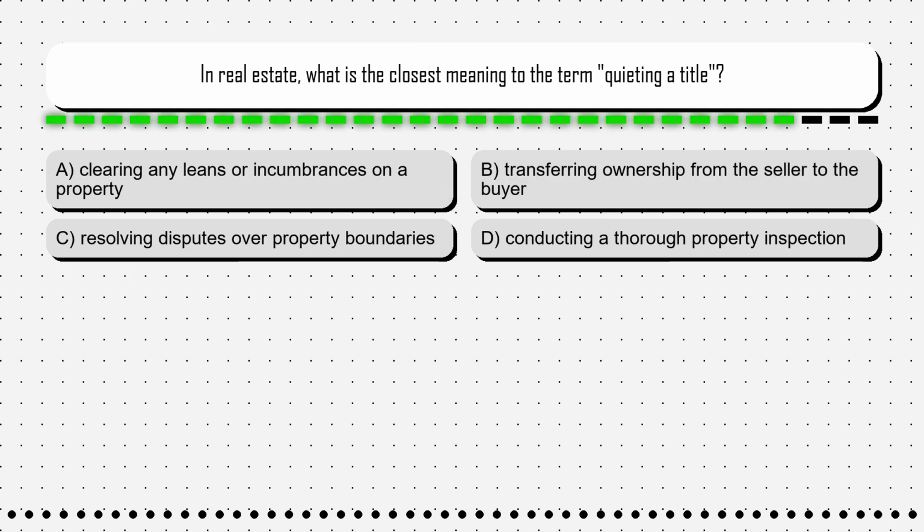Question 5. In real estate, what is the closest meaning to the term quieting a title? Option A, clearing any liens or encumbrances on a property. Option B, transferring ownership from the seller to the buyer. Option C, resolving disputes over property boundaries. Option D, conducting a thorough property inspection.